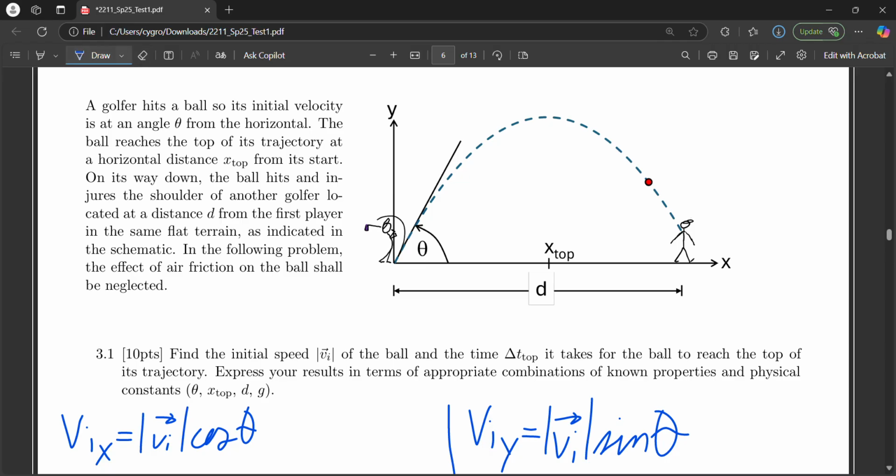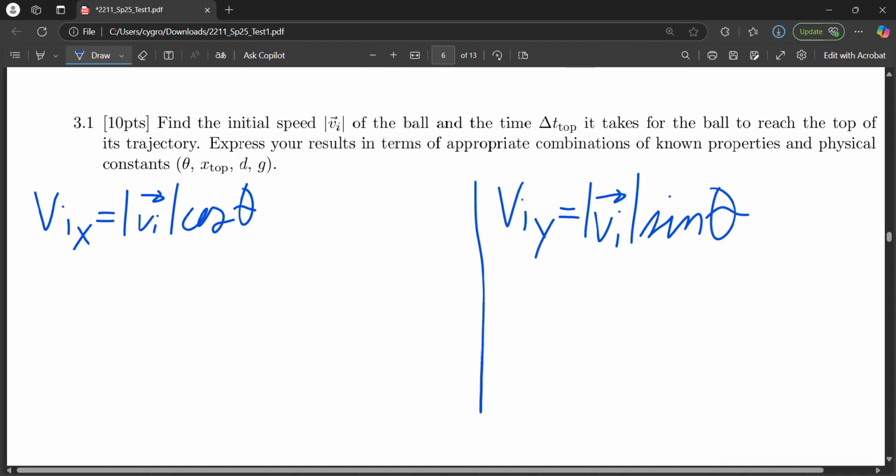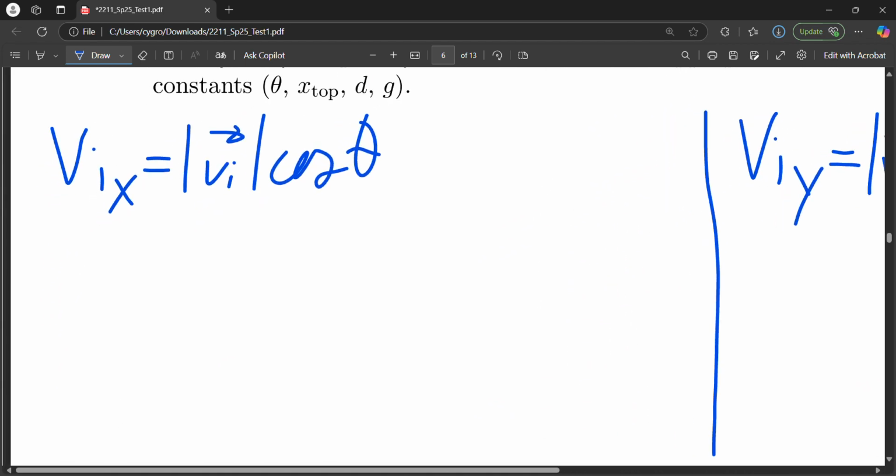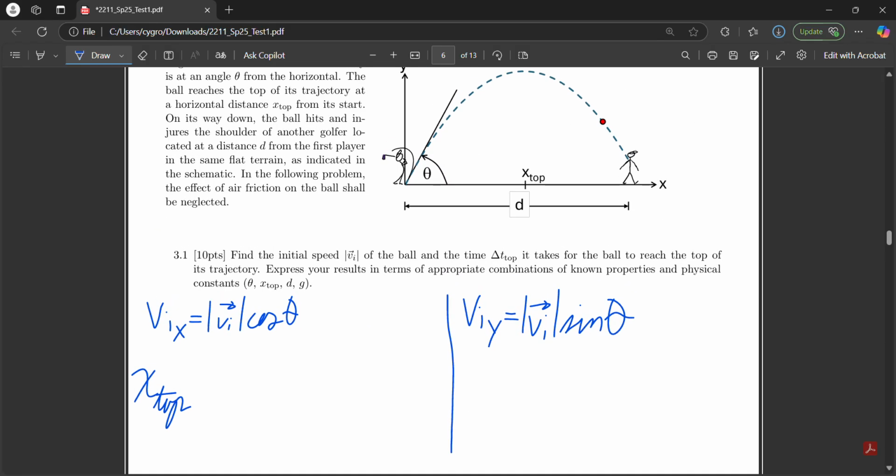So, x top is also going to be our velocity in the x direction times the time it takes to get to the top. Apologies, I'm not explaining this very well right now. What we're going to try and find is our x top.